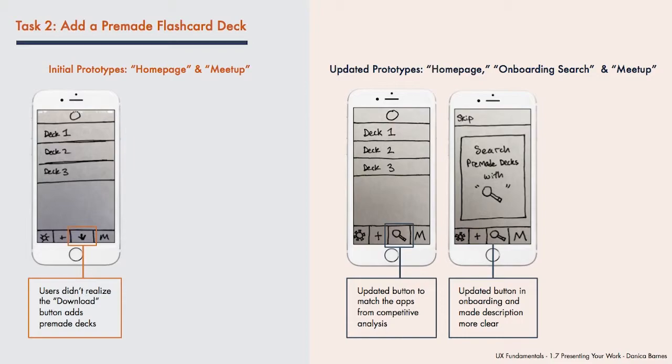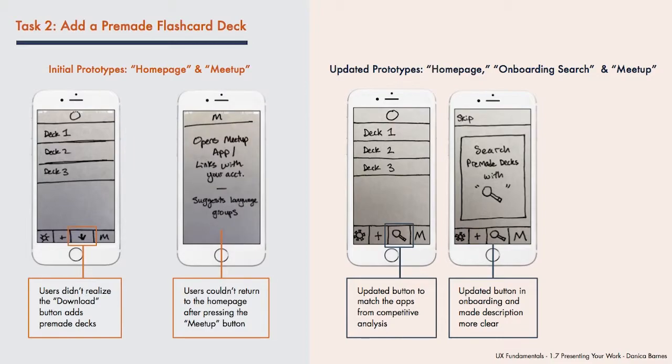The other issue that came up with this task was that since users didn't really know what to do, they were just clicking wherever, and they clicked the meetup button, which unfortunately led them to a screen that was missing a back button, so they got stuck there.